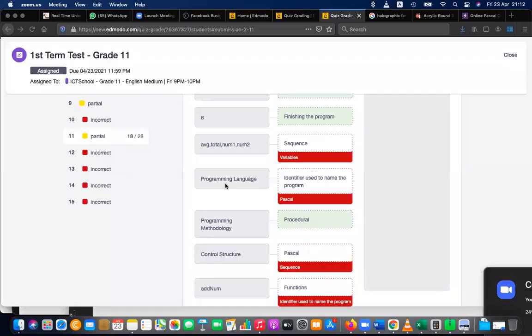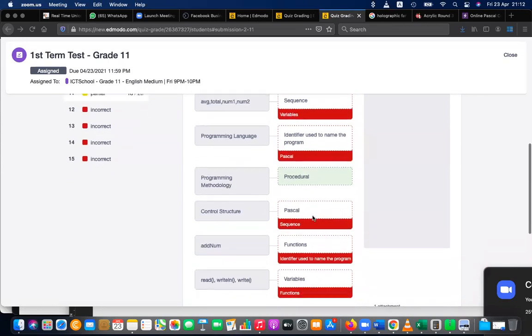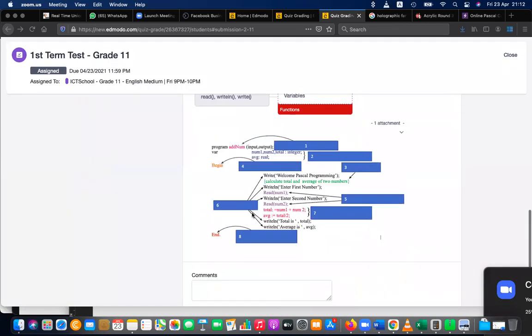Right. The programming language of this one is Pascal, and the programming methodology is procedural. Okay, what about the control structure used in this? We learned three control structures. What is used here? Is it sequence, selection, or repetition?